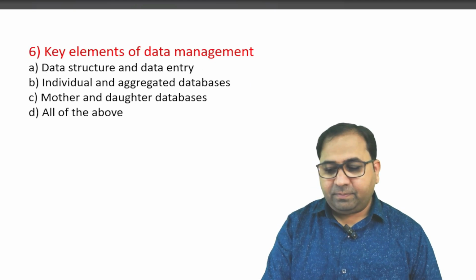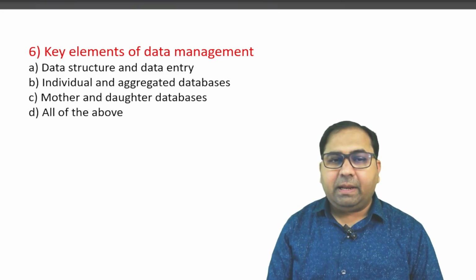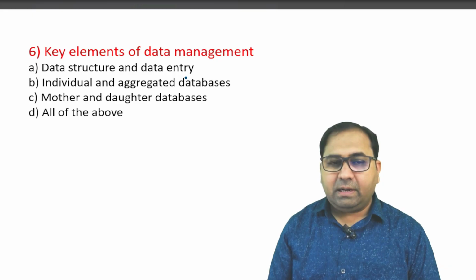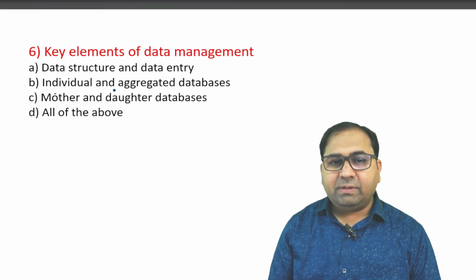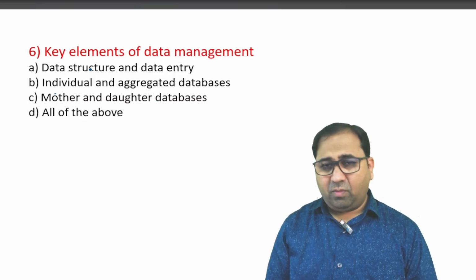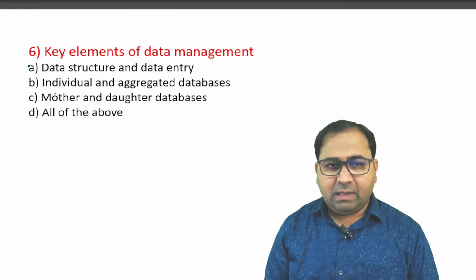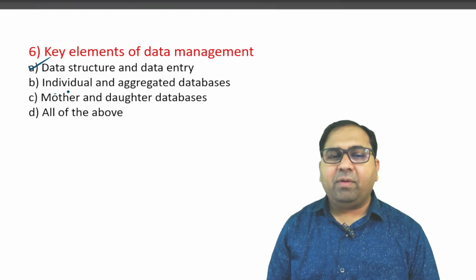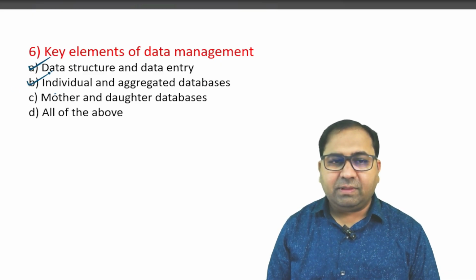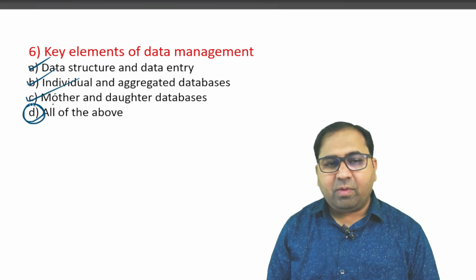Let us see the next question. Key elements of data management are what? Options are A. Data structure and data entry, B. Individual and aggregated databases, or C. Mother and daughter databases. So what are the key elements of data management? You have data structure and data entry. Yes, this is correct. Then you have individual and aggregated databases. Yes, even this is correct. Then you have mother and daughter databases. Even this is correct. So therefore all of the above are correct.